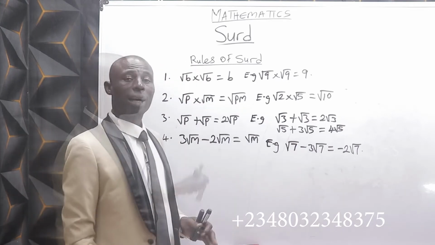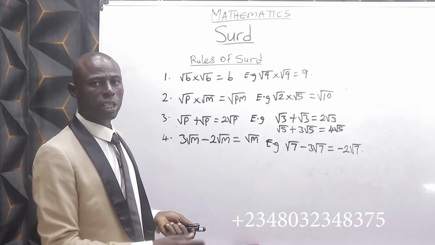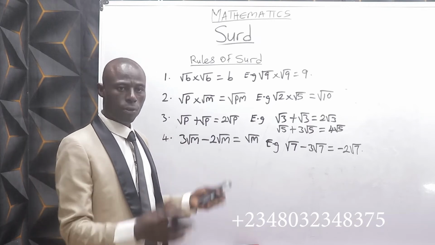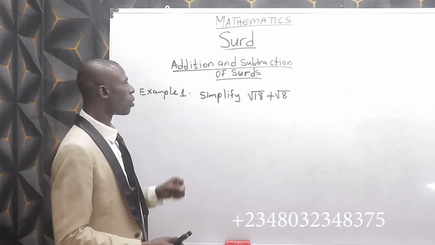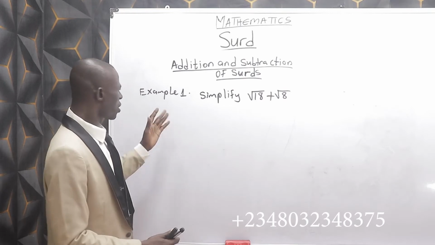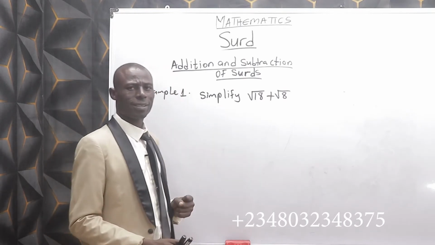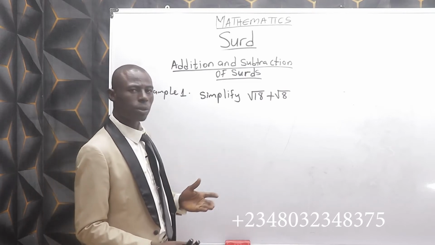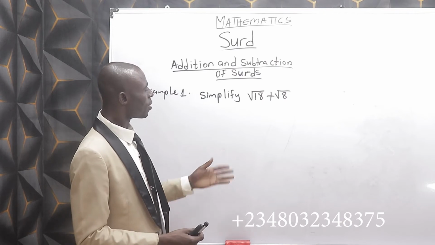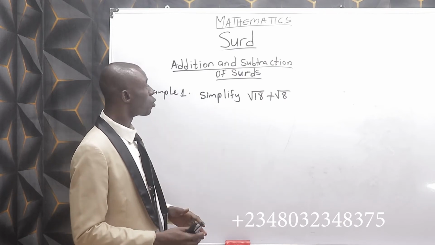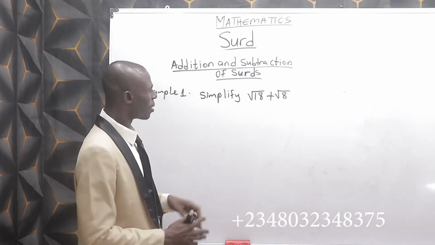That is the introduction into the rules of surds. Let's see how we apply the rule further. Now we come to addition and subtraction of surds. Example 1. Simplify root 18 plus root 8. Don't do like some people do. They will say root 18 plus root 8 is root 26. Novice people, don't do that.